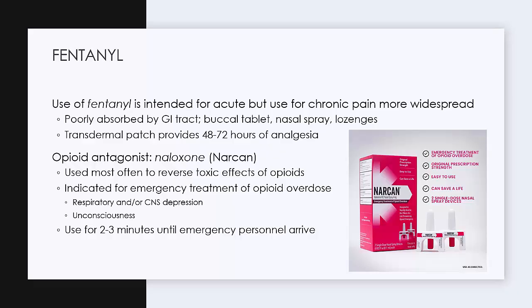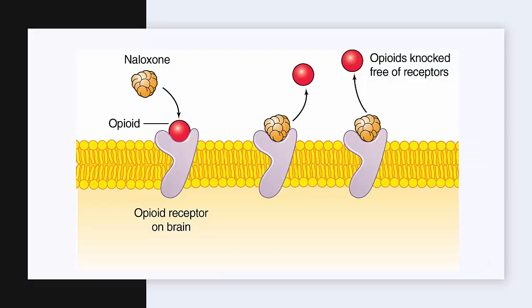Naloxone can be administered every 2 or 3 minutes while waiting for emergency medical assistance. Immediate transport to the hospital is necessary after administration of naloxone. This is an illustration of the reversing of an opioid overdose, the opioid receptor antagonist mechanism of action.